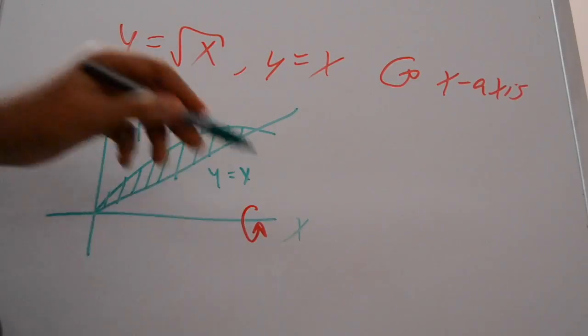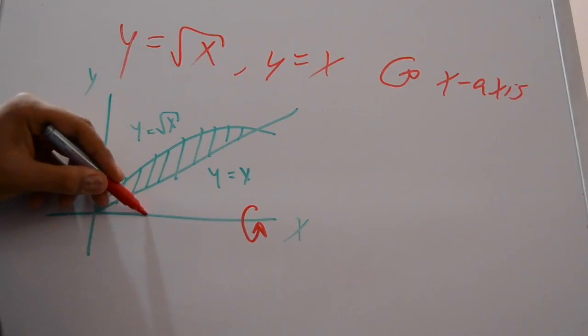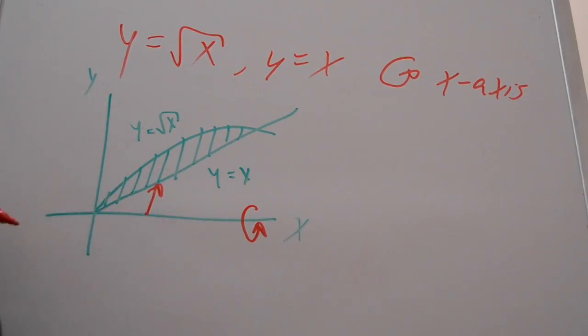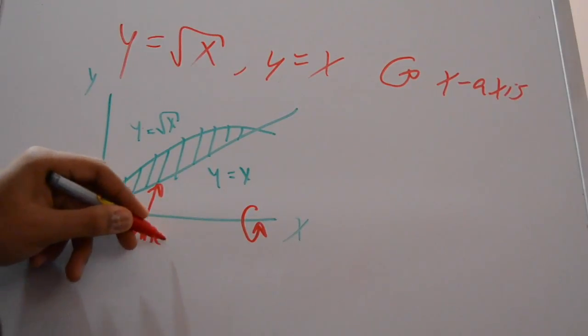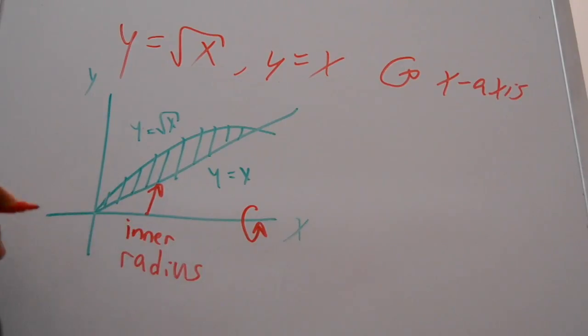So let me just put that x and y. If we start from our axis, the x-axis, or wherever we're rotating from, and wherever we hit the curve first, that's our inner radius. You call that the inner radius. So if you can imagine in your head, when we're rotating this, that's going to be on the inside.